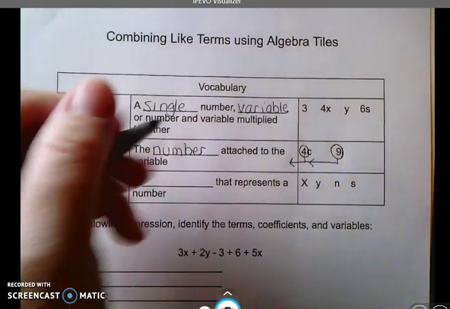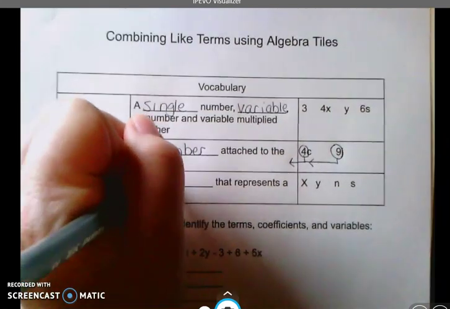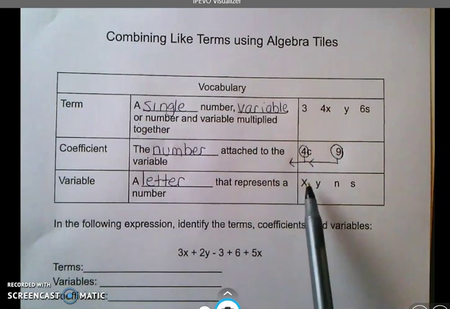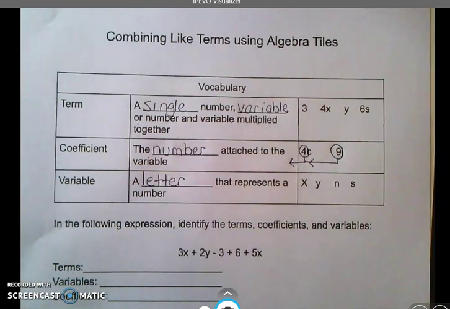A variable is a letter that represents a number. So all these are variables because they're letters. That makes them a variable.